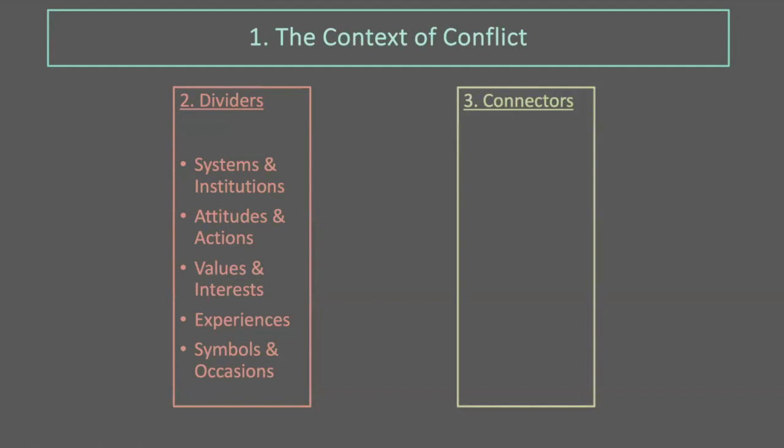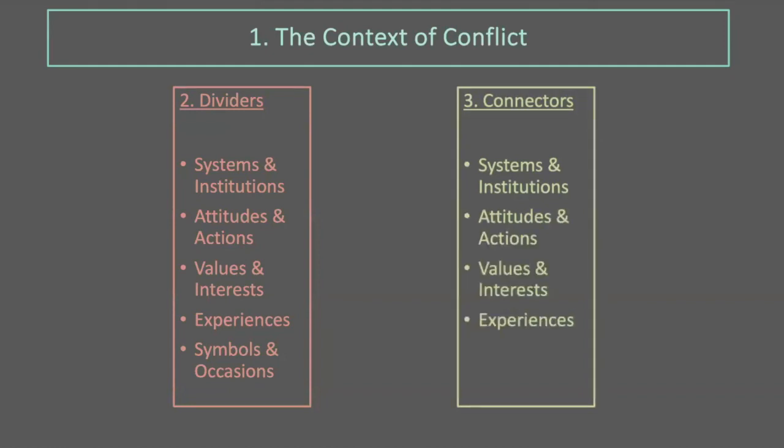The next step would be to analyze the connectors. And here you follow the same categories of systems and institutions, attitudes and actions, values and interests, experiences, symbols and occasions. And this time you would look at, well, which of these are uniting people, so bringing them together.